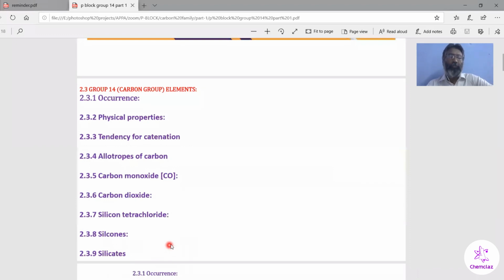In group 14, we are going to discuss occurrence, physical properties, tendency for catenation, allotropes of carbon, carbon monoxide and carbon dioxide. So these two are compounds of carbon. Then silicon tetrachloride, silicones, and silicates. So these three are compounds of silicon.